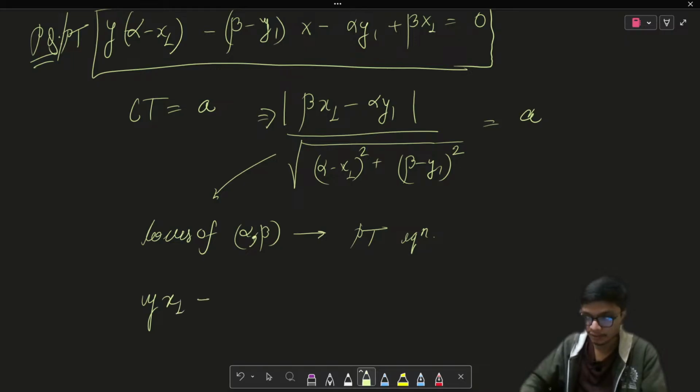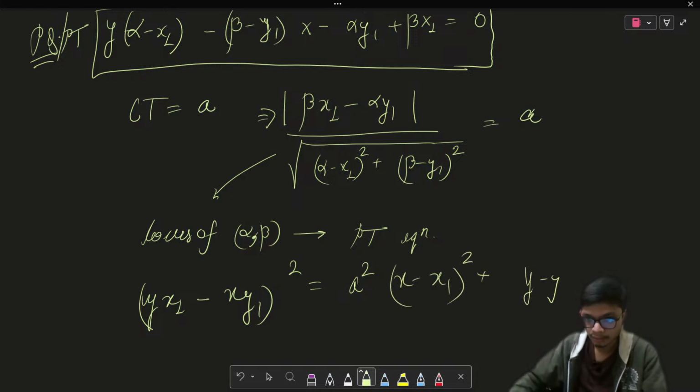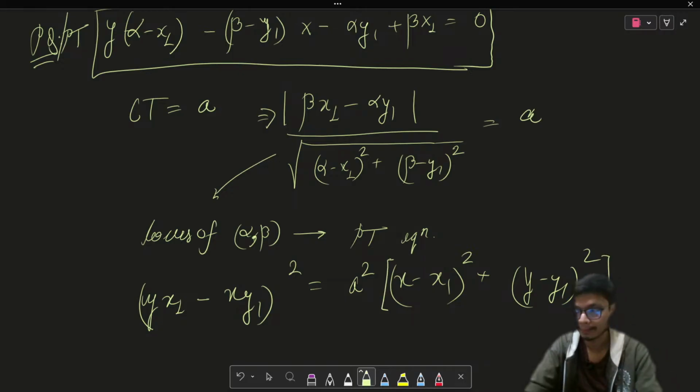y x1 minus x y1. So I'm just replacing alpha and beta with y and x, right? That is what I'm doing. Whole square is equal to a square into x minus x1 whole square plus y minus y1 whole square, right? So this is what we will obtain.